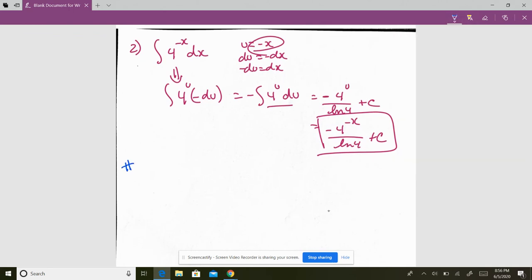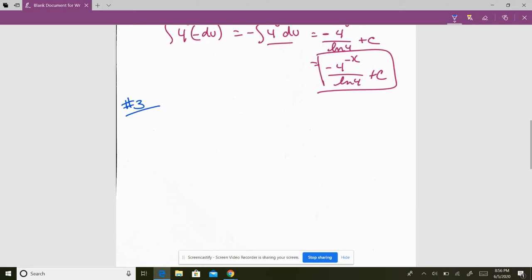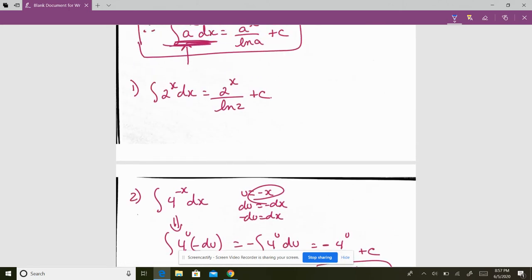Number 3. So we can make them slightly more complex. Integral of 7 to the power of 3 minus x all squared dx. Now on the surface, you can see something close there. We've got 3 minus x down here, 3 minus x in the exponent. But it's an exponential function because it's 7 to that power. So we want to start doing some u sub to make it look like our formula up here.